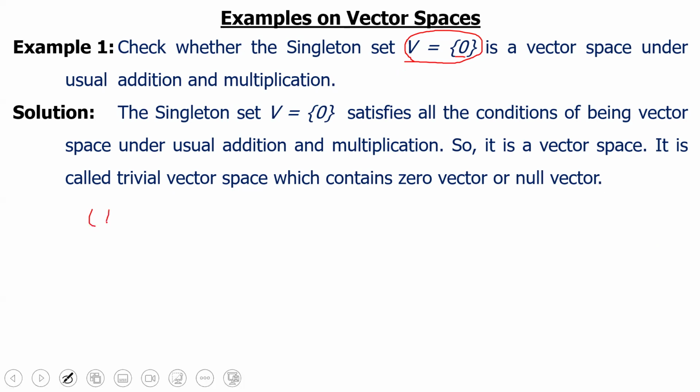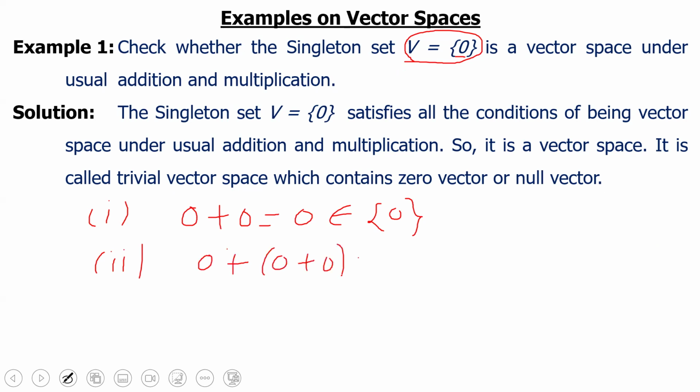First property, the closure axiom. If we add 0 plus 0, which is equal to 0, which belongs to the singleton set {0}. If we go to the second property, the associative property, (0 plus 0) plus 0 is equal to 0 plus (0 plus 0), which is nothing but 0. So the second property also holds.